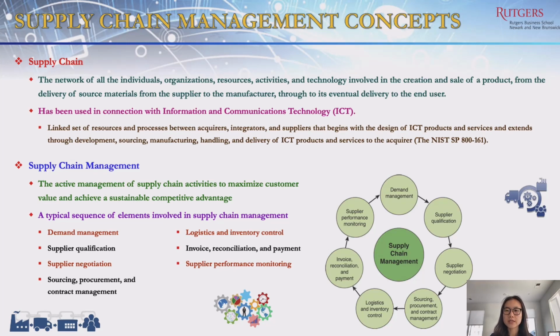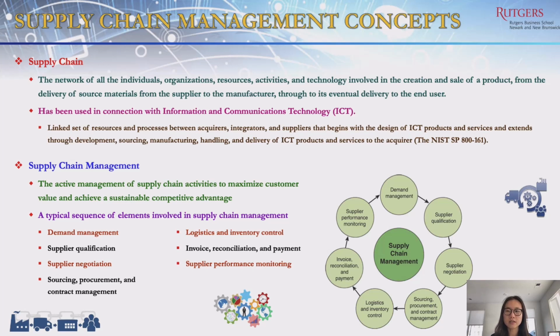Supply chain management is the active management of supply chain activities to maximize customer value and achieve a sustainable competitive advantage. It represents a planned initiative by the enterprises to develop and run supply chains in the most effective and efficient ways possible. Supply chain activities include everything from product development, sourcing, production, and logistics to the information systems needed to coordinate these activities. The figure here on this slide shows a typical sequence of elements involved in the supply chain management. The first element is demand management.